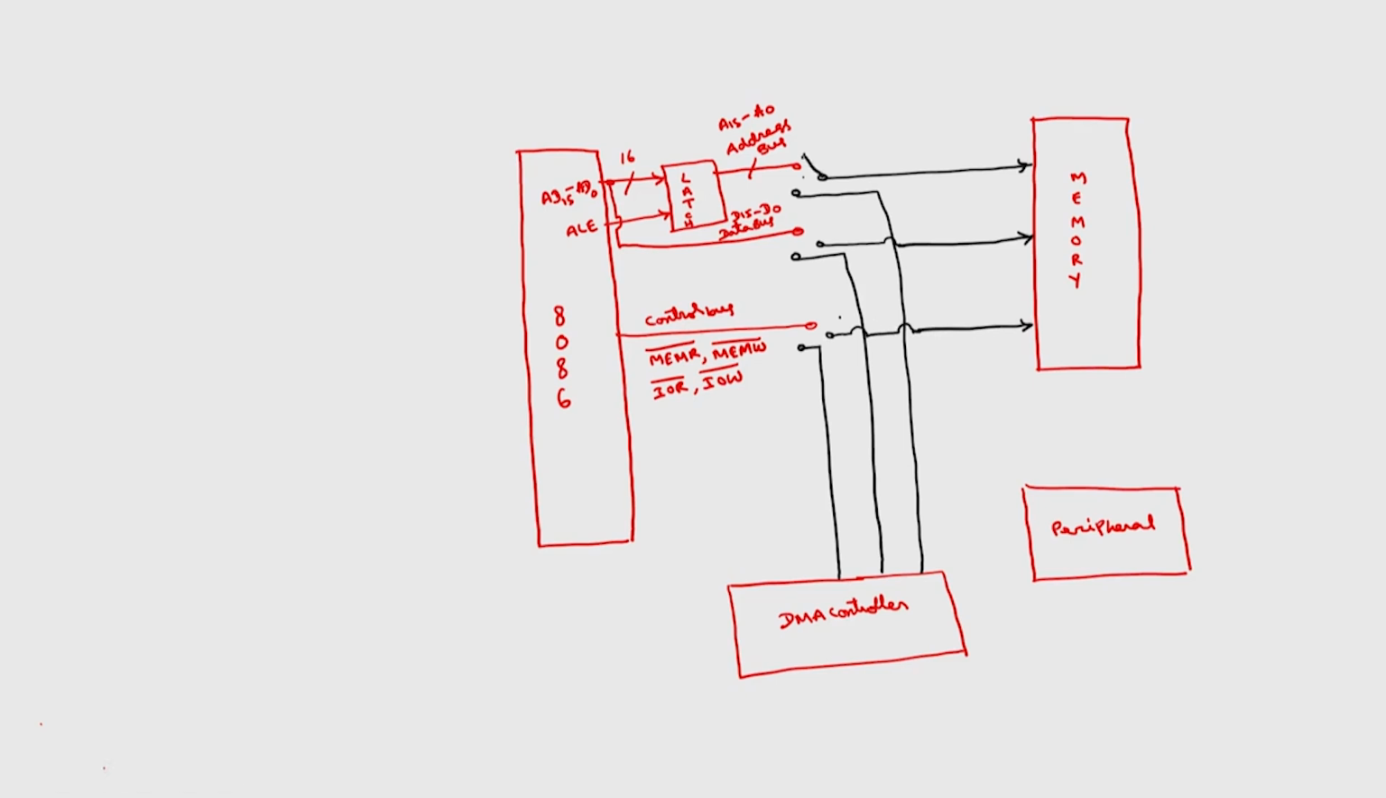There will be a switch here, a switch here, and a switch here. This is the up position, this is the down position. So, this is the control bus of the DMA controller, this is the address bus of the DMA controller, this is the data bus. Then this data and control bus will be connected to the peripheral also.